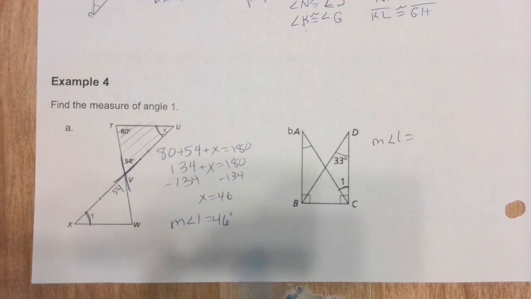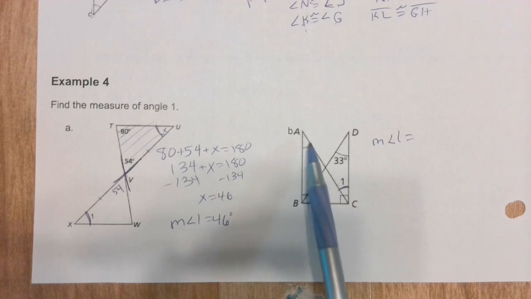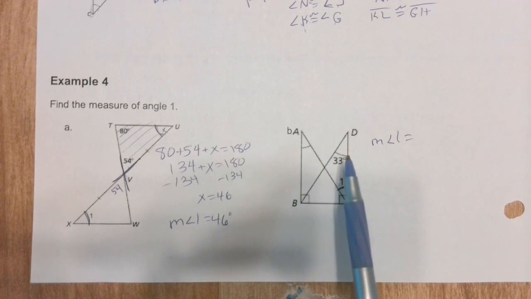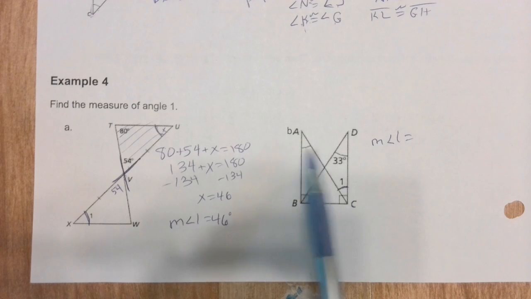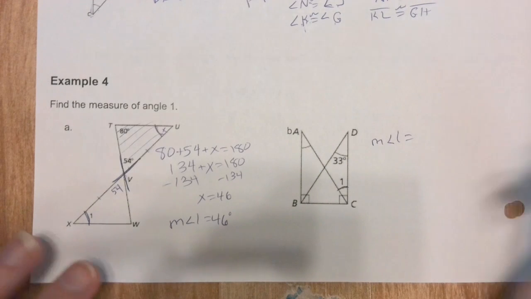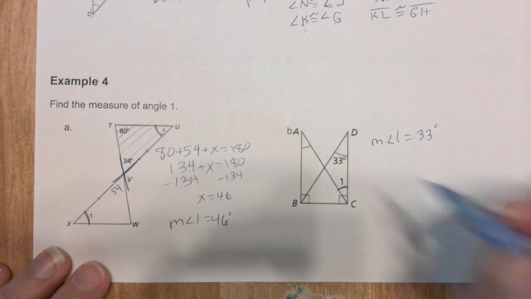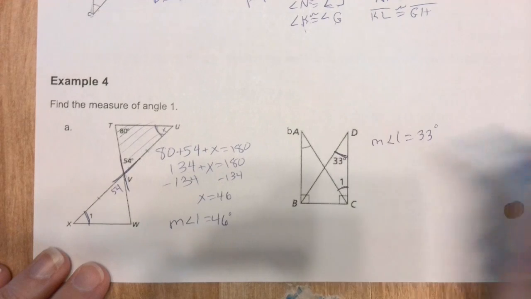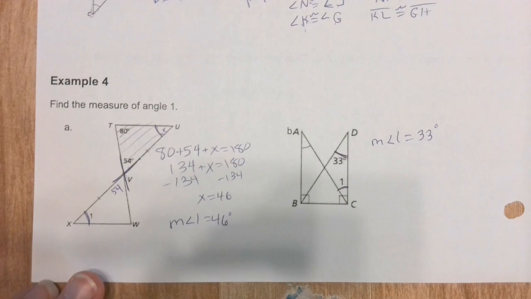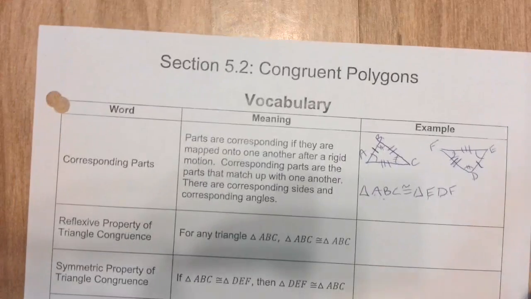Look, angle 1 has a swish in it, has a congruent mark. Is there any other place in this picture that has one swoosh for a congruent mark? Angle A and angle D. All 3 of these angles are marked as congruent, which means the measure of angle 1 is 33 degrees. And why? Because it has one mark just like angle 1. And with this, you should have enough information to go ahead and do your homework for section 5.2.